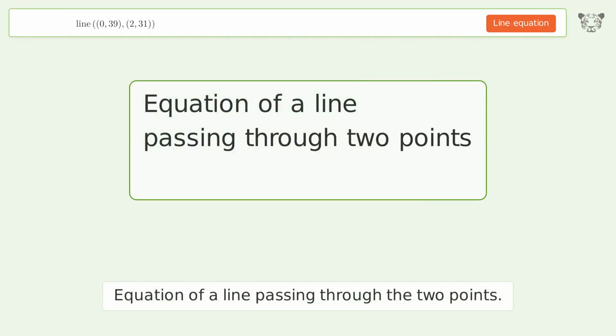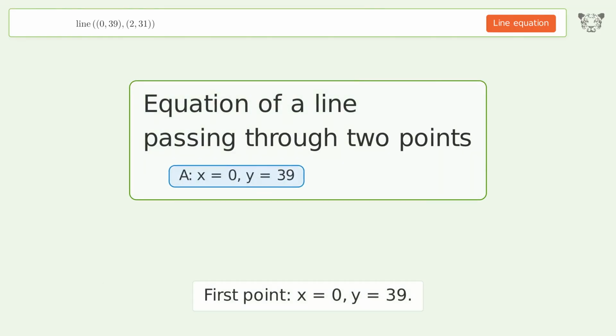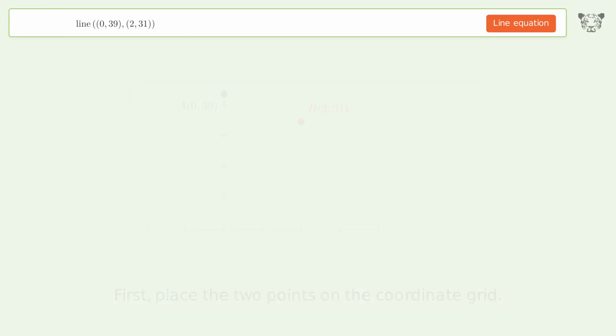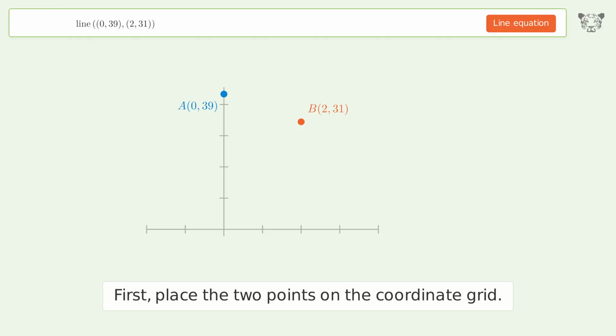Equation of a line passing through 2 points. The first point has x equals 0, and y equals 39. The second point has x equals 2, and y equals 31. First, place the 2 points on the coordinate grid.